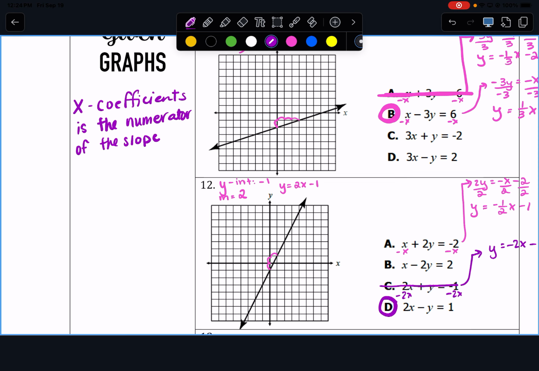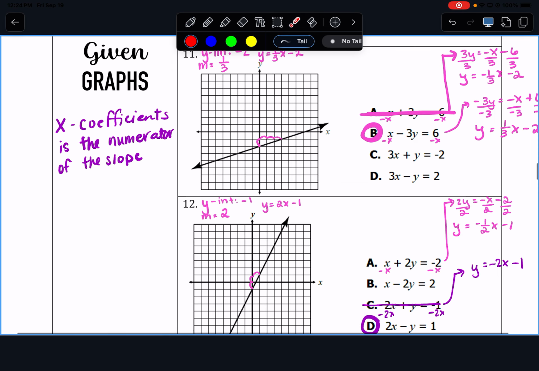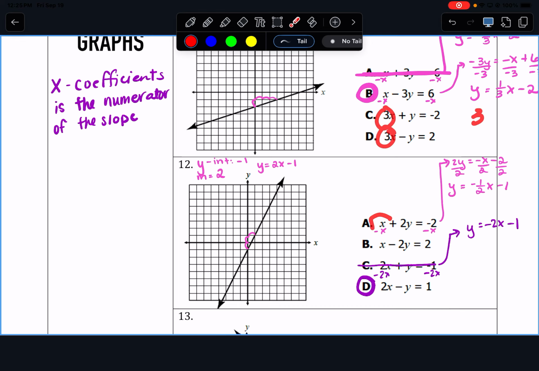So if I look at any of these, here the x coefficient is 1 and 1. And in both of those, 1 is the numerator in the slope. Whereas in these, 3 is in front of x, and so the numerator would be 3. The same thing happens here. There is an understood 1 in front of x, and both of these have an understood 1. Whereas down here, we have a coefficient of 2 in front of our x.